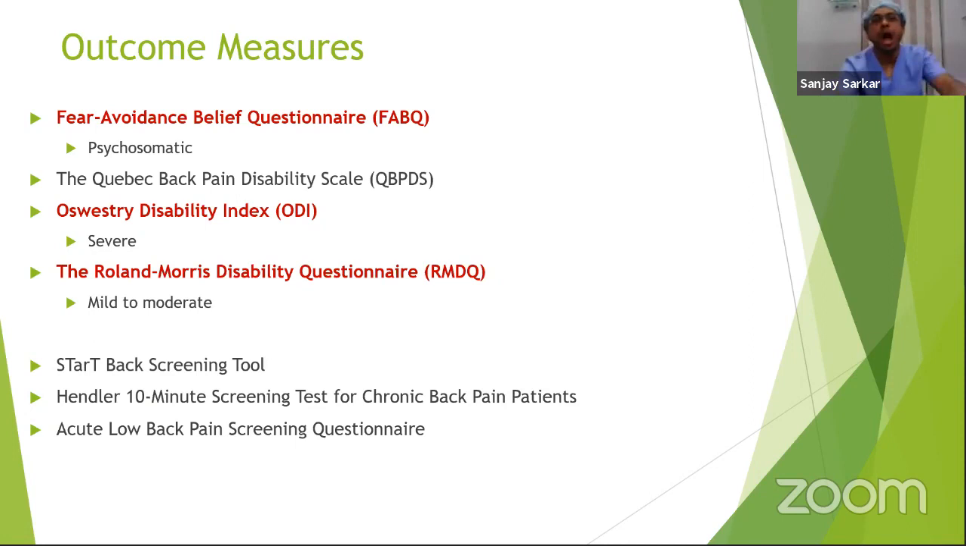Now, as you can read, ODI is for severe back pain. RMDQ is for mild to moderate back pain. So depending on the pain scale, the NPRS rating between 0 and 10, if you feel that the pain is really severe, use ODI. If not, then use RMDQ. But I always use FABQ.